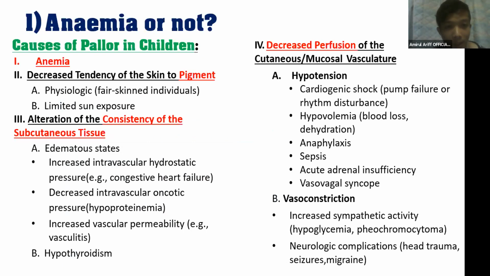Let's talk about that. So these are the causes of pallor in children. You need to know that pallor is not only a manifestation of anemia. There are a lot of other causes of pallor, like decreased tendency of skin to pigment, alteration of the consistency of the subcutaneous tissue, like in edematous state and also hypothyroidism, decreased perfusion of the cutaneous mucosal vasculature, like in hypotension and vasoconstriction. So there are a lot of causes of pallor in a child, but if you want to know more, you read by yourself. I will only focus on anemia in this session.